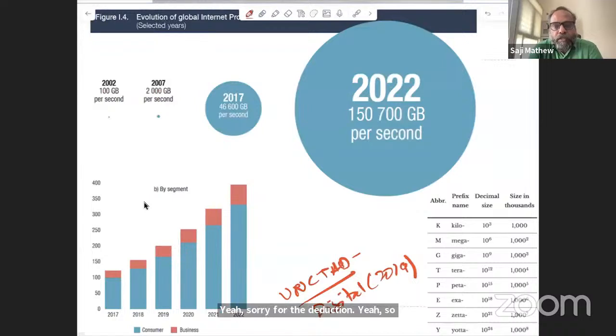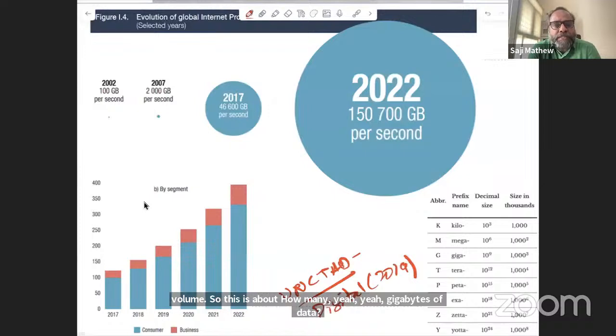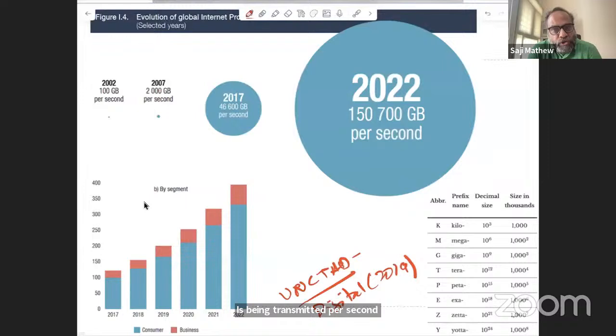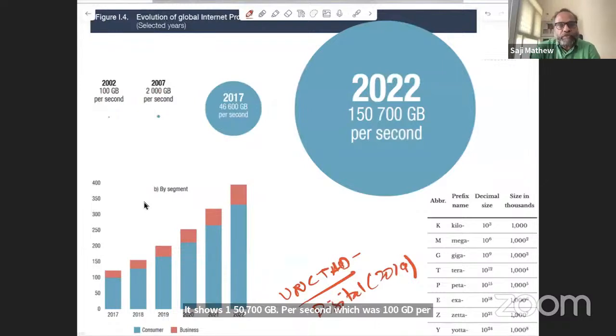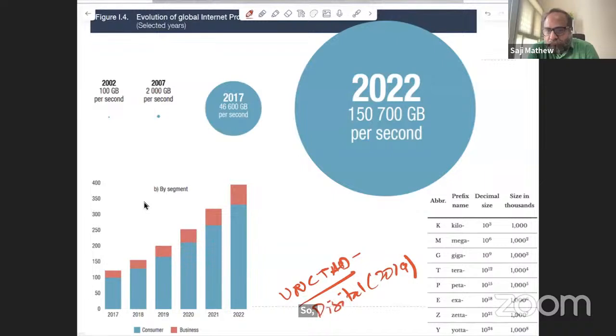Yeah, so this slide helps you understand how data has been growing in volume. This is about how many gigabytes of data are being transmitted per second. As of 2022, it was a projection in 2019, because the report was prepared in 2019. It shows 150,700 GB per second, which was 100 GB per second in 2002. Of course, 150,000 gigabytes is actually 150 terabytes. So there are different measures. I have shown that here. That is the kind of data traffic that is happening on the internet.